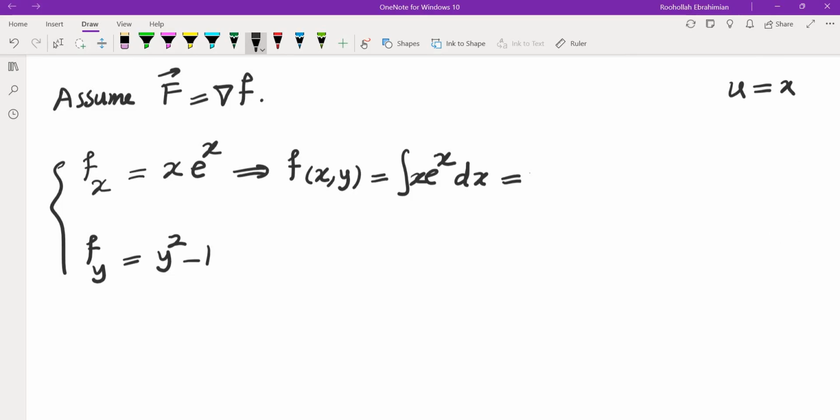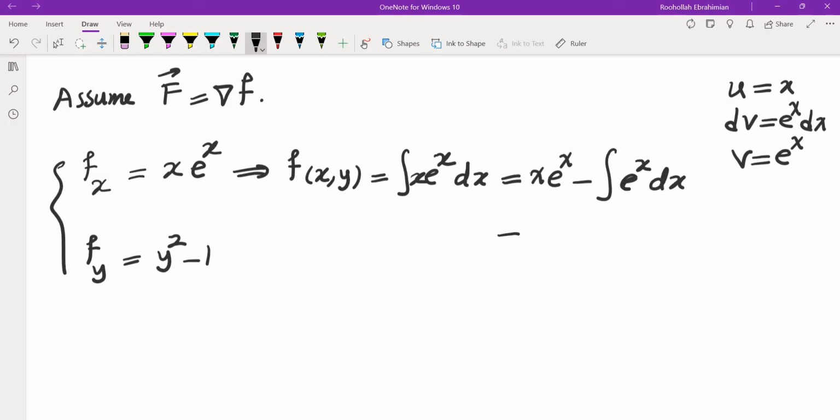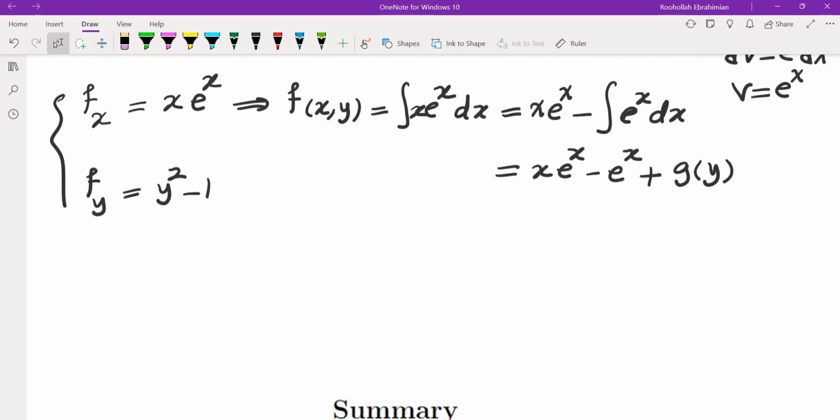So u would be x, dv would be e to the x dx. So v would be e to the x, so this would be x e to the x minus the integral of v du, so e to the x dx, which is going to be x e to the x minus e to the x plus a constant, but this would have to be a function of y because these are partial differentiations, not regular differentiations. Now we take that and plug it into the second equation. We get g prime of y equals y squared minus 1.